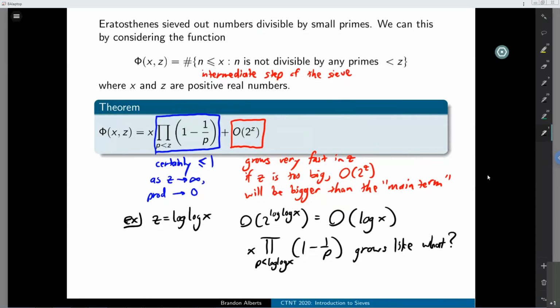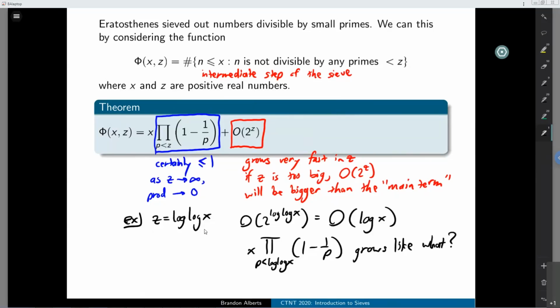So this is going to be a big theme of these sieves. You're going to get some main term, some error term, and you're going to have to decide, all right, how many steps into this sieve can I actually go and still get an error term that's small enough that we can say something non-trivial?